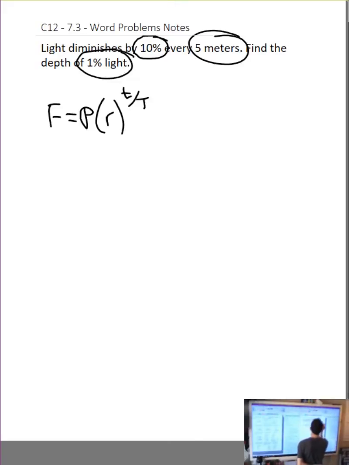So light diminishes by 10%. 10% will be the rate. Well, that will contribute to the rate. So that will contribute to r.